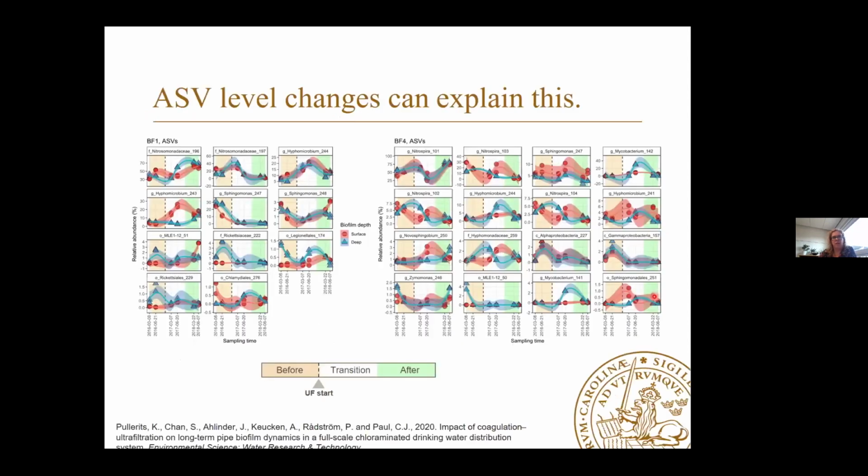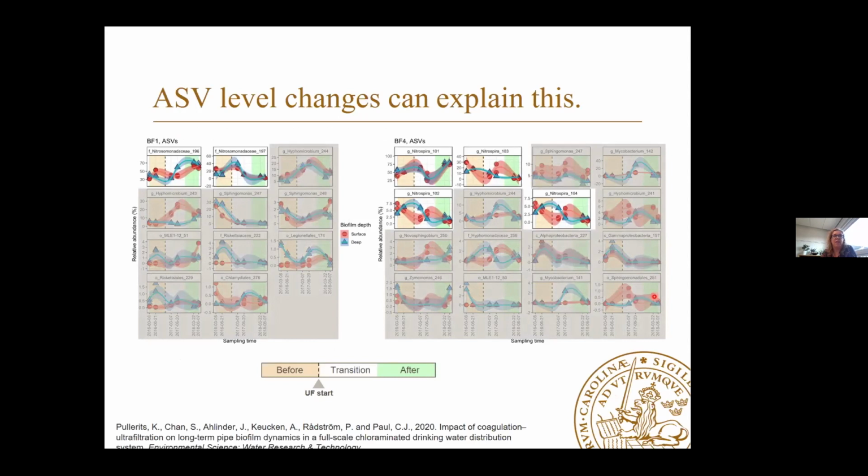And it was also spatially distributed. Okay, I'm almost done. Here are the details. And the ASV level changes could explain what we saw. So if we look at the Nitrosomonadaceae upstream and downstream, we see that the amounts of one ASV are increasing in abundance, whereas another ASV is decreasing. And we also see this here. This is a lot of Nitrospira, 50% abundance, up to 75%, and reflected by changes in the other ASVs.